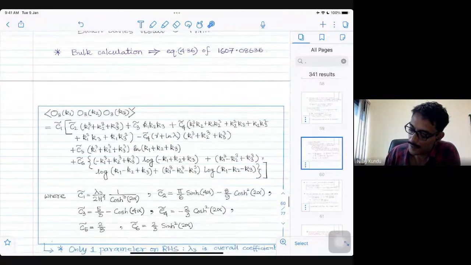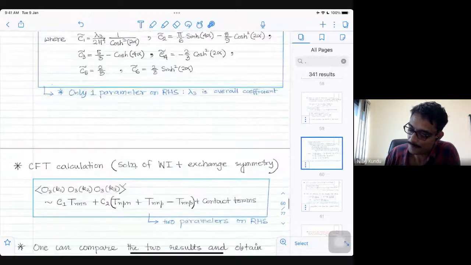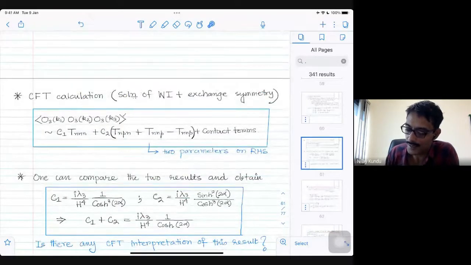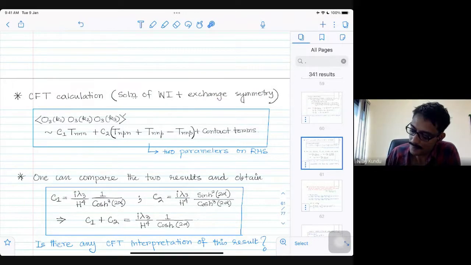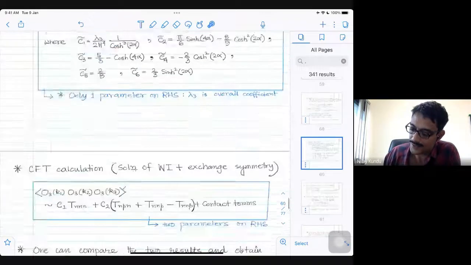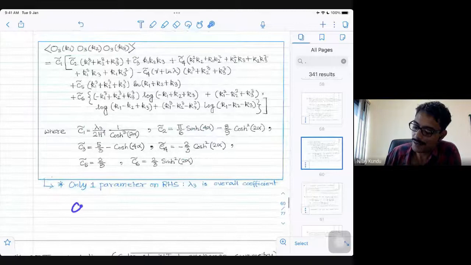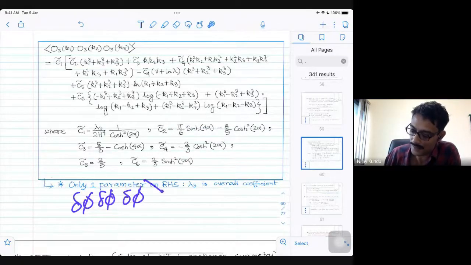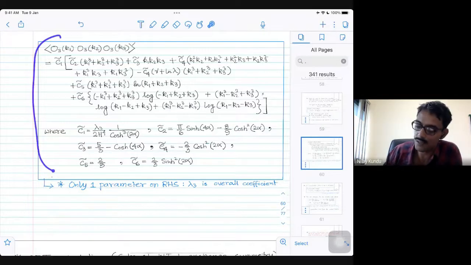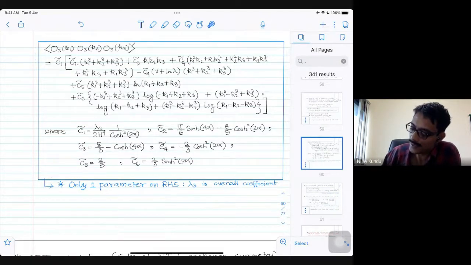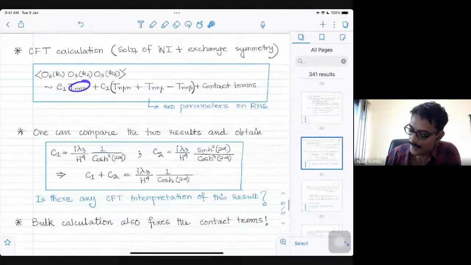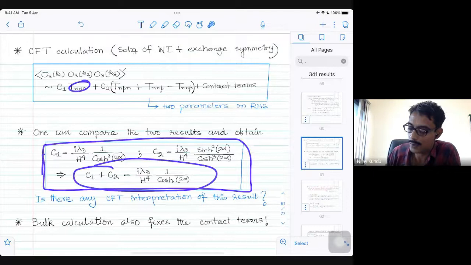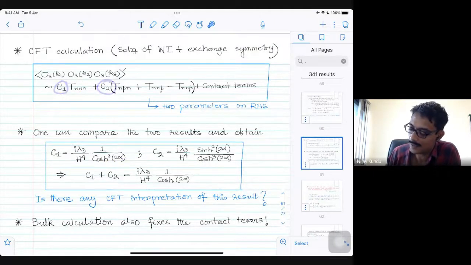You can see, now if you compare this with the bulk: what I have obtained from the CFT calculation, solution of the Ward identity plus exchange symmetry, gives me this result, and the bulk result, which is the delta phi, delta phi, delta phi of de Sitter 4 result, gives me this expression. This is a very complicated result, but on the right hand side there is only one parameter. But I can compare this. I know the structures over here, and I also know each of these structures. So if I compare, then I can see that the one relation between the coefficients in the CFT answer gets related to the bulk parameter.